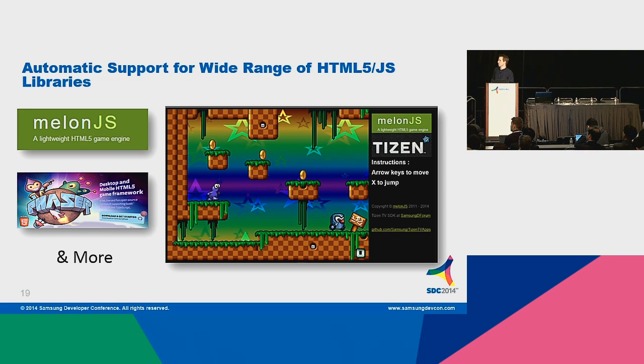Phaser is another one. One of our teams has had a lot of luck with that. And we've posted these apps on GitHub too. So they're good examples of how you can get things up and running. So whatever JavaScript library you're using or HTML5, as long as it's standards-based, you're probably pretty good to move it to Tizen.